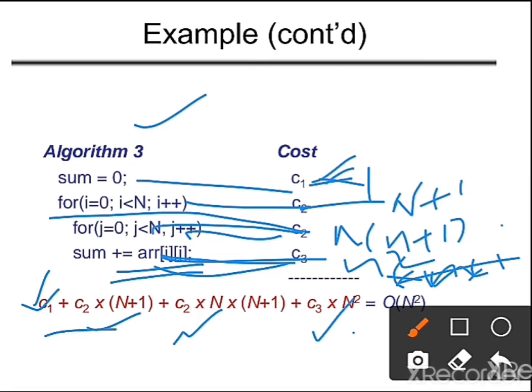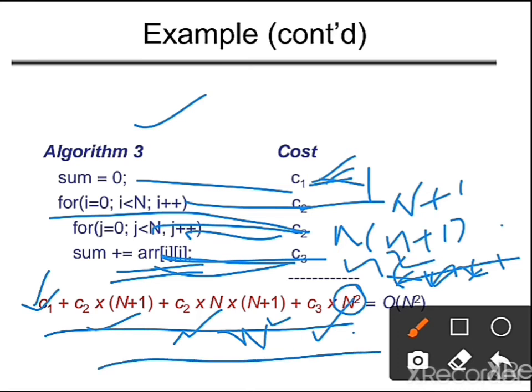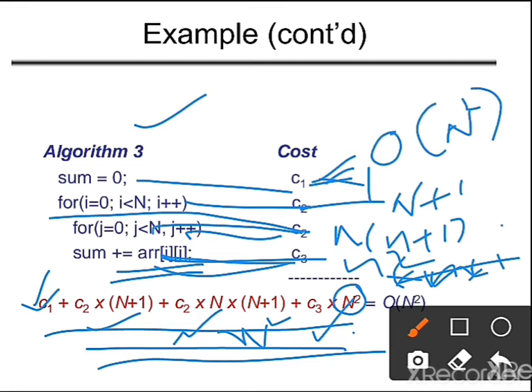So here, which is the highest term? This n square. Here also it is n square. So this algorithm runs in the order of n square.